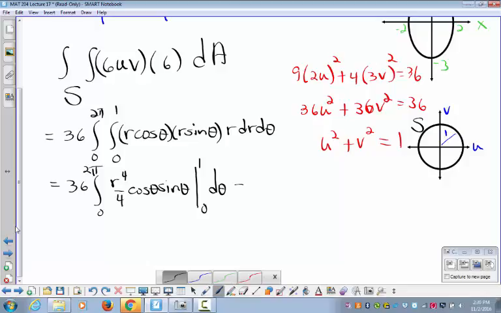And that will give us 1/4, which comes out in front and makes a 9 out there, from 0 to 2 pi. And then we need to use substitution. Should we let u equal sine theta or u equal cosine theta? Sine, definitely.